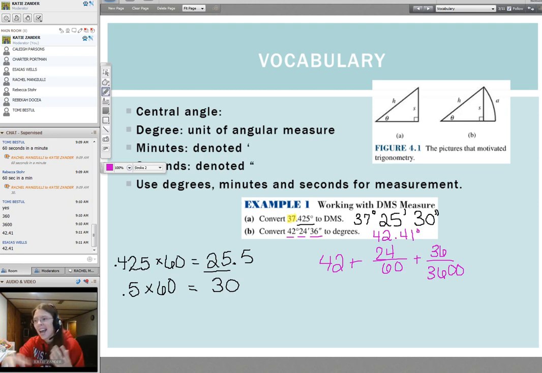Okay, that's kind of topic 1 for today's lesson. There are kind of 3 topics that we're going to look at. So that's topic 1.